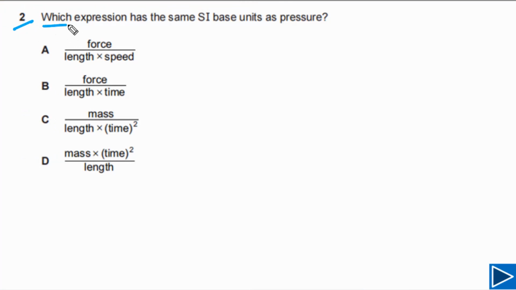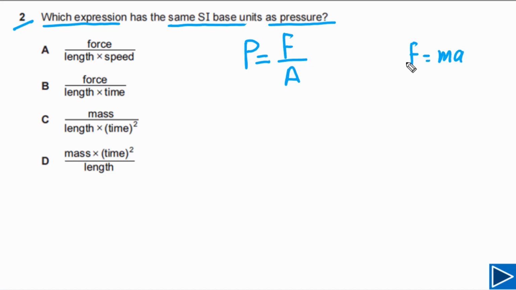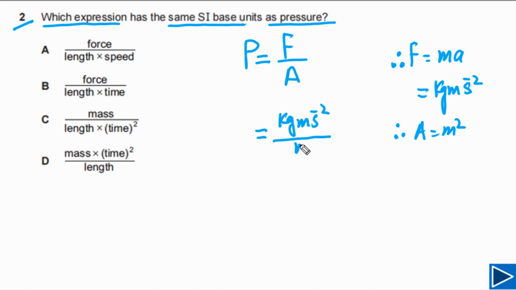For the second question, we need to find out which expression has the same SI base units as pressure. First of all, let's write down the SI base units for pressure. Pressure is equal to force over contact area. The unit of force is Newton, but force is equal to m a. So we can write down SI base units for force. The SI unit for mass is kilogram, the SI unit for acceleration is meter per second per second, and the SI unit for area is meter squared. So we can replace F and A with their SI units. Here we can write kg meter per second squared, divided by meter squared.